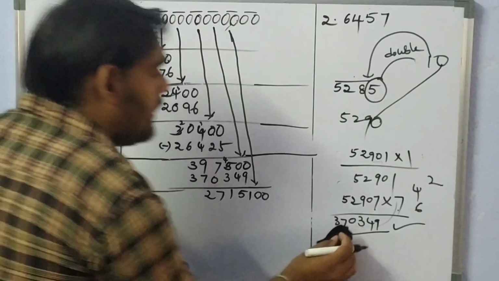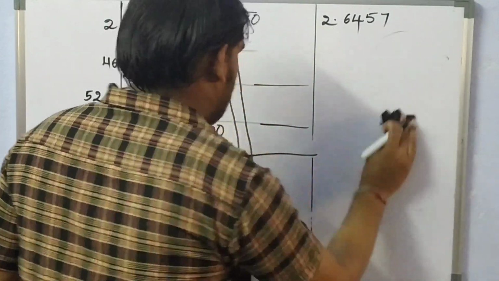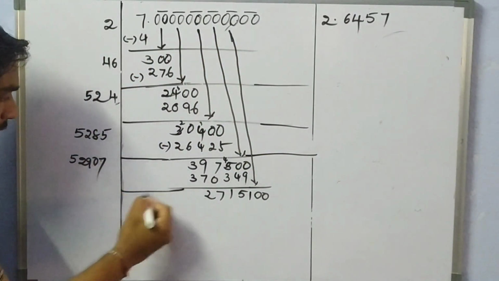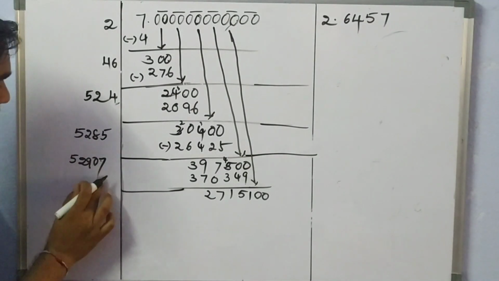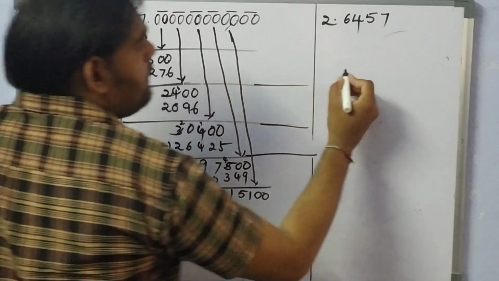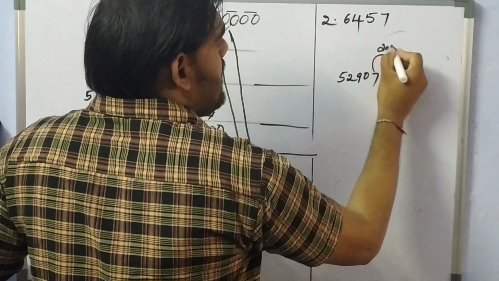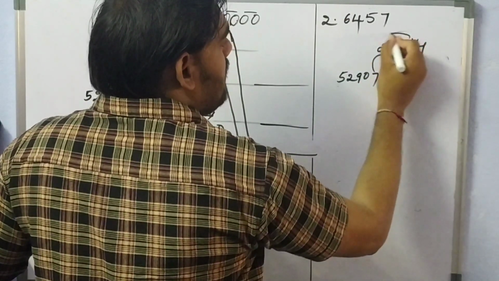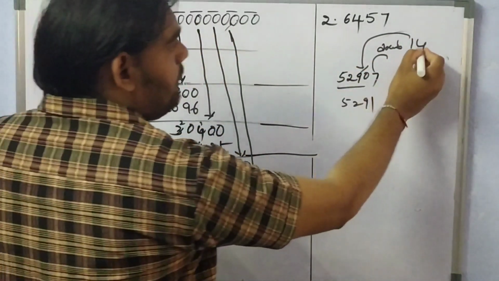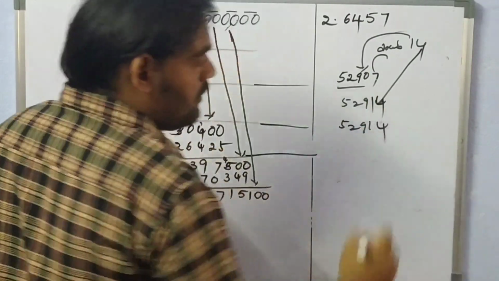So here, the new dividend is 27,15,100. Now we need to get the new divisor also. Here we need to double the last digit of the previous divisor, that is 52907. Double the last digit, you will get 14. So 1 must be added to the entire number, at that time this will be 5291. The 4 we need to write as it is. So at that time this number will be 52914.